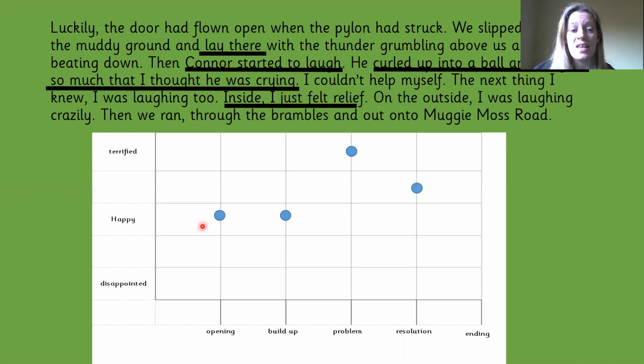Okay, so you can see now in the opening and the build-up, everything was all quite good and we're at a steady level here. And in the problem, the feelings spike up to the top. Now, as we resolve the problem, the feelings come down a little bit, but they don't come down back to where they began, because it's come down a little bit here. So let's have a look at our ending.